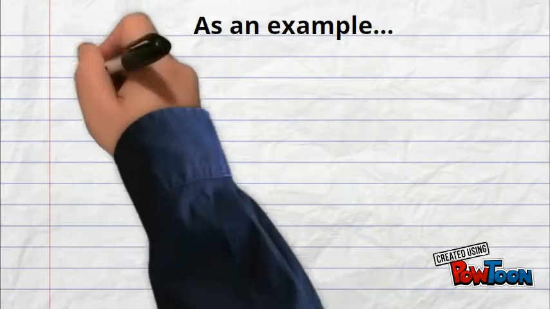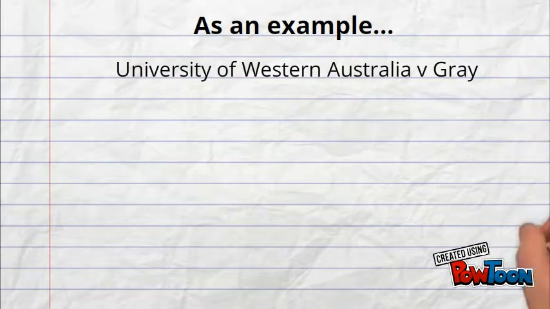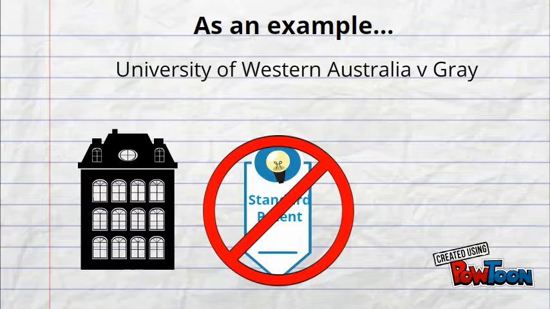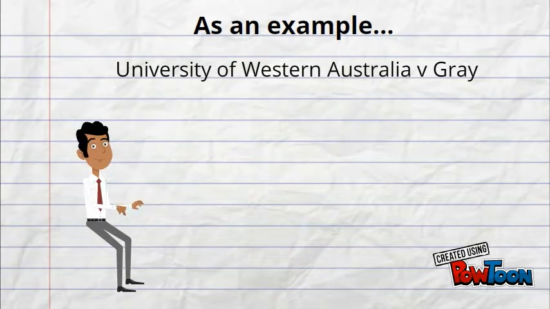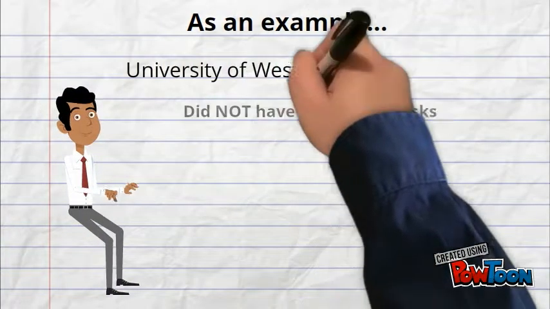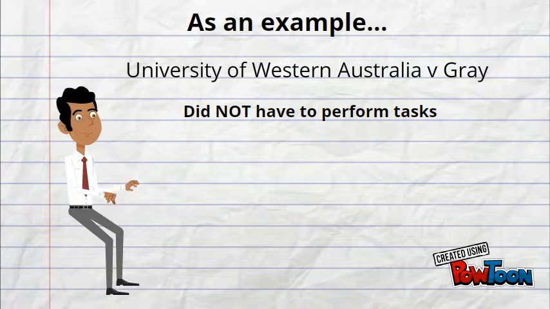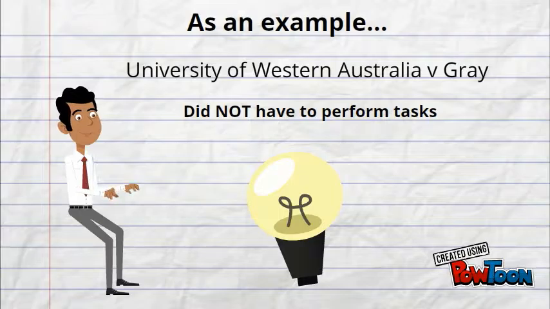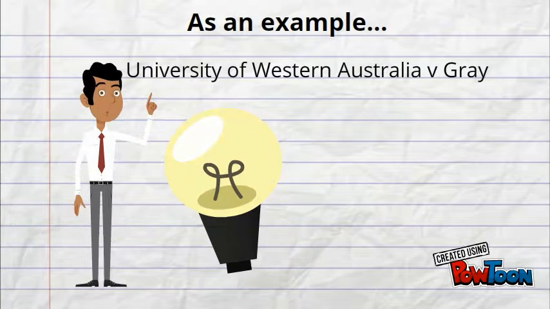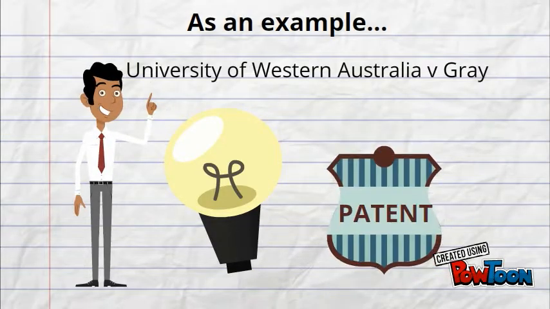As an example, in University of Western Australia and Gray, the university did not own the patents of what was invented by Professor Gray and his colleagues, because they were not employed to use their inventiveness in an agreed way for the university's benefit. Professor Gray's duties for the university never required him to perform tasks from which inventions might result. Therefore, when Professor Gray made an invention with his colleagues, they owned the patent for that invention.